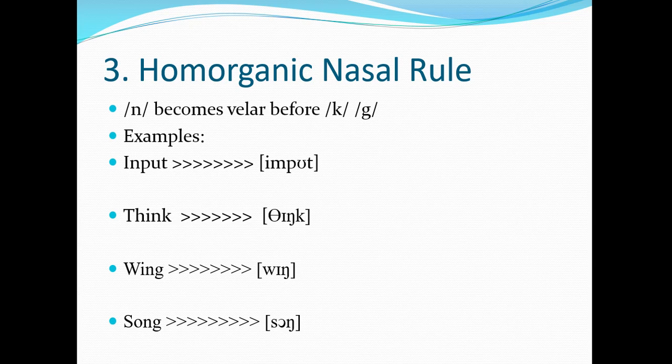In the same way, n becomes velar when it occurs before the oral stop sounds k and g, as in these three examples here, okay? This is because the sounds k and g are velar. Notice that when n occurs before t and d, it does not change, okay? This is very important. I'm going to repeat that. Notice that when n occurs before t and d, it does not change. This is because t and d are alveolar sounds. The words input and incoherent are then pronounced with n.